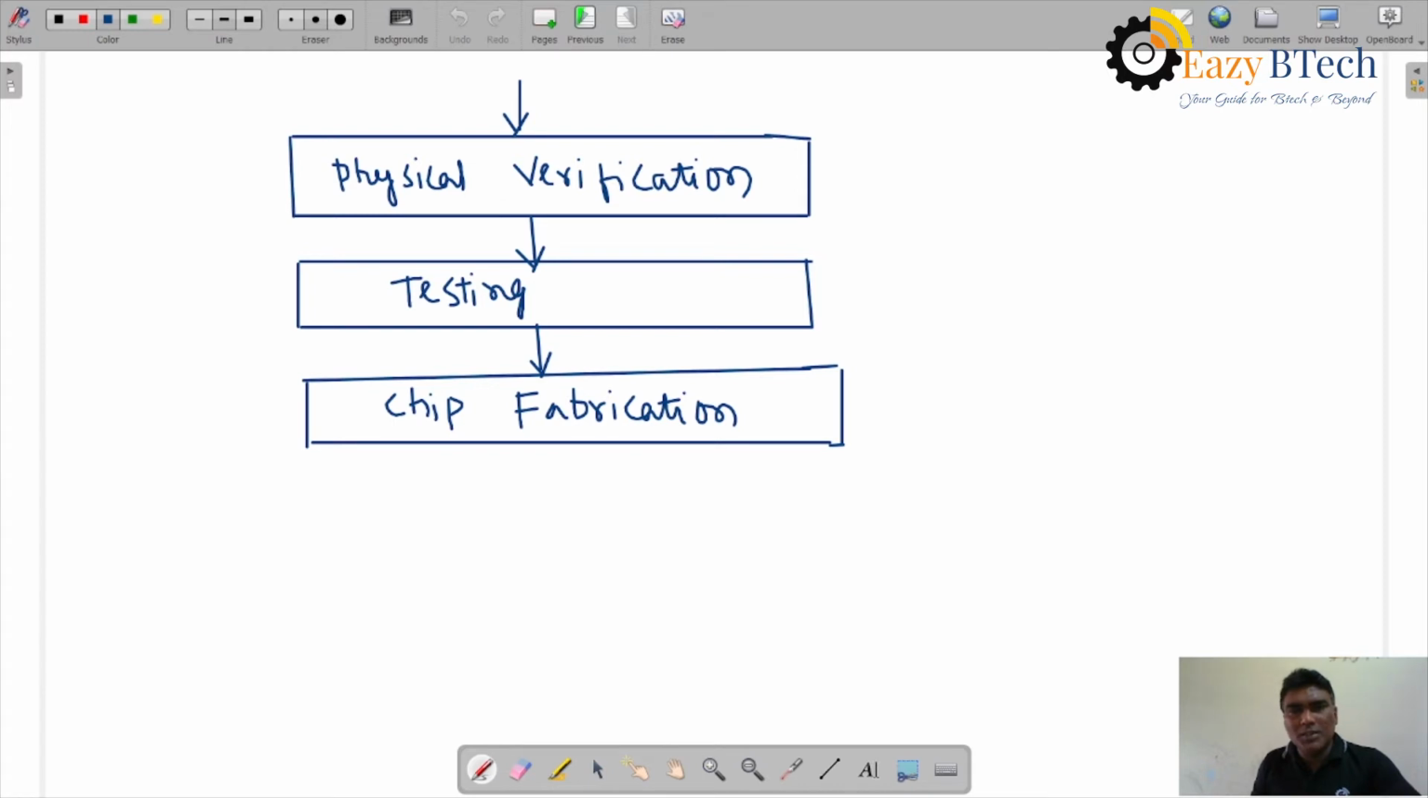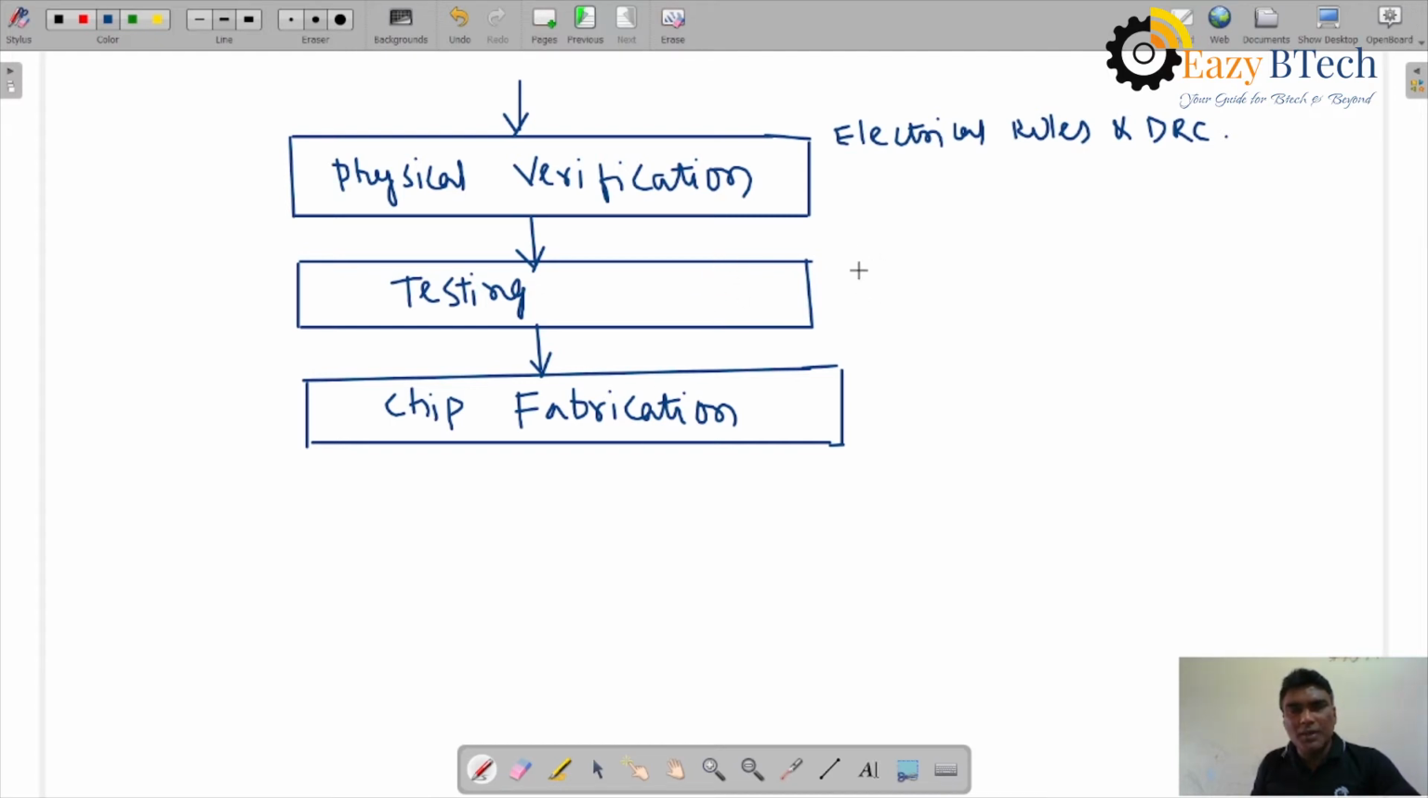So physical verification is nothing but electrical rules and DRC, design rules checking, right? These are the physical verification. Electrical rules means signal flow, how the signal flows in a circuit, which will be verified by electrical rules or design rules.